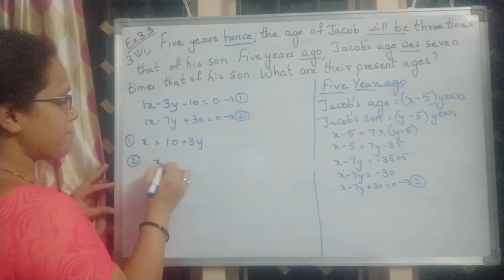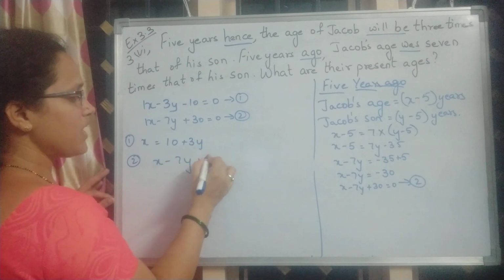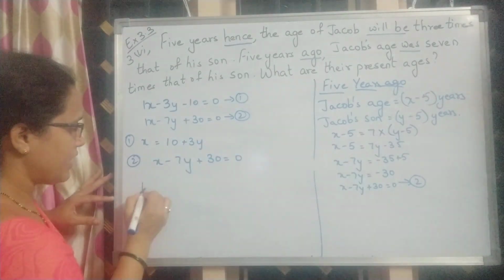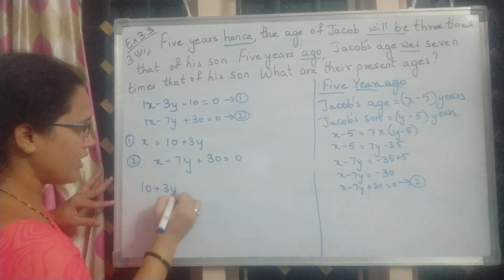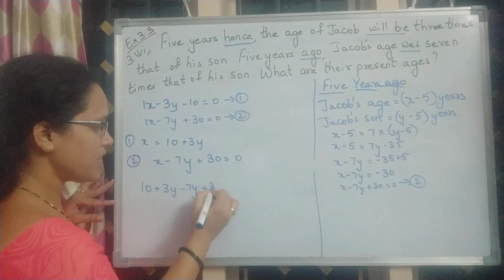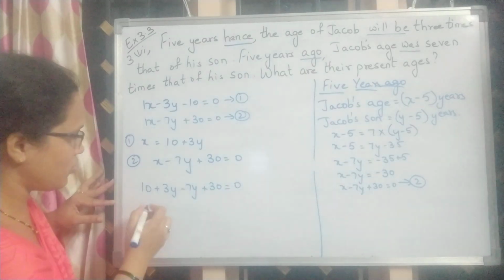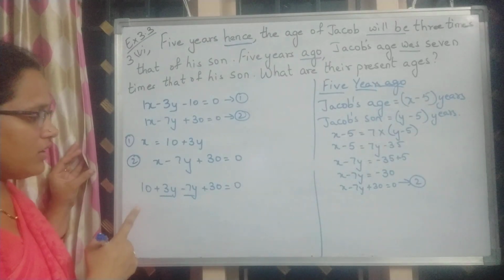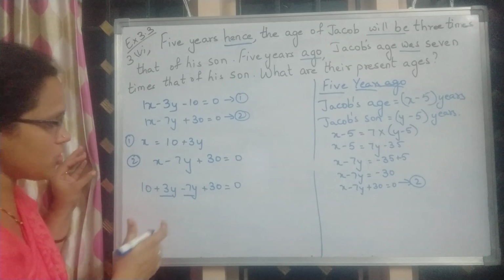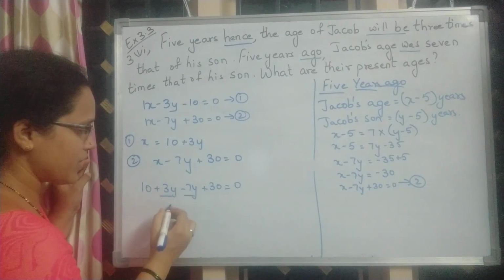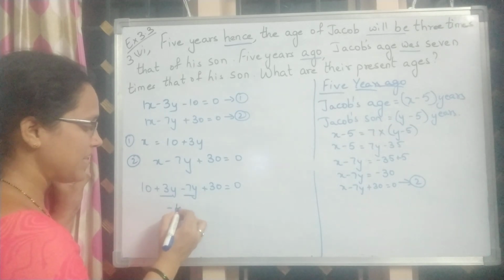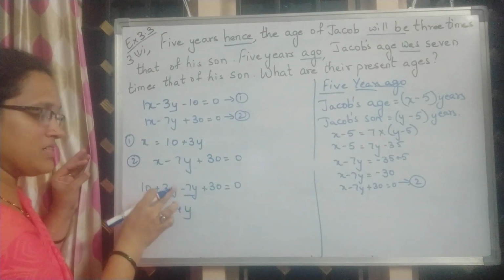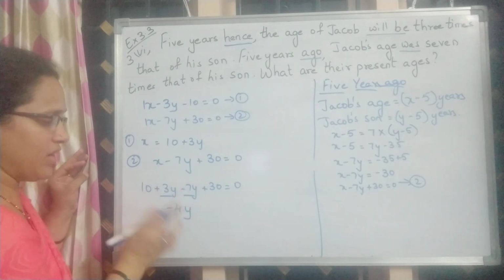So x minus 7y plus 30 equals 0. Now substitute the value of x here: 10 plus 3y minus 7y plus 30 equals 0. Find the like variables in order to solve them. So plus 3y and minus 7y becomes minus 4y, because 7 minus 3 is 4, and the bigger number is negative, with the common variable y.